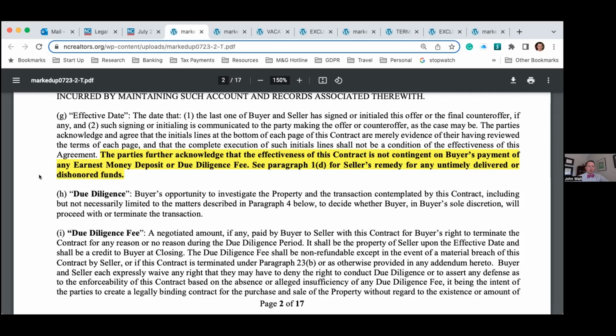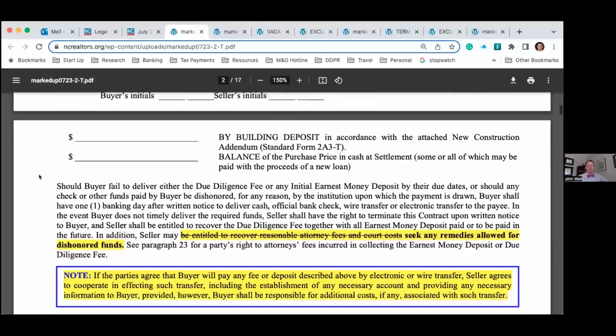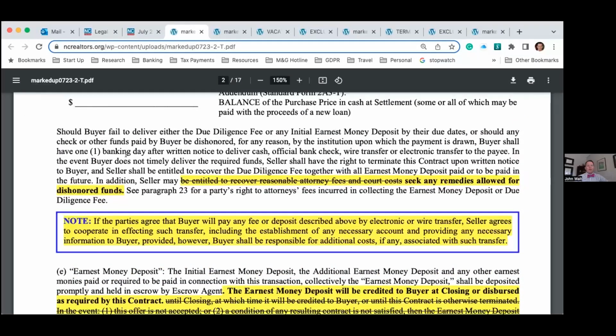So back to my comment about this particular change, the parties frequently ask, if the money's not paid, is there a contract? Yes. The answer is always yes. The effectiveness of the contract has nothing to do with whether the money's been paid or not. Now, if the money's not paid on time, then the seller has the one banking day solution up here, and you can use form 355 to make that demand.